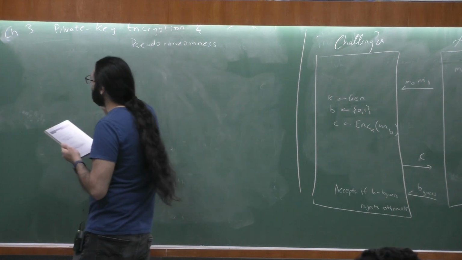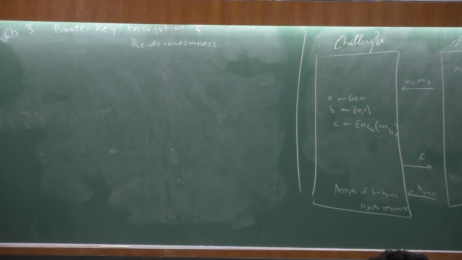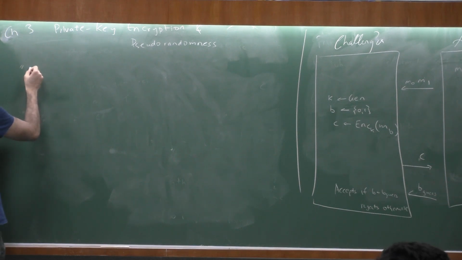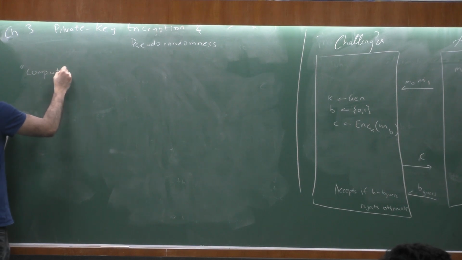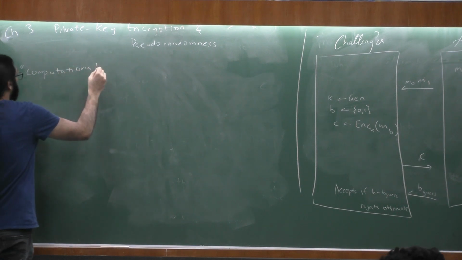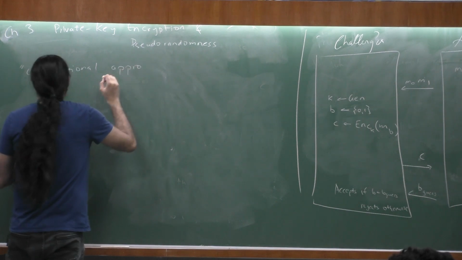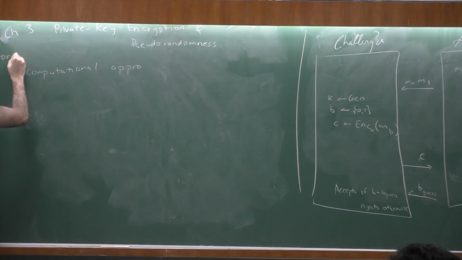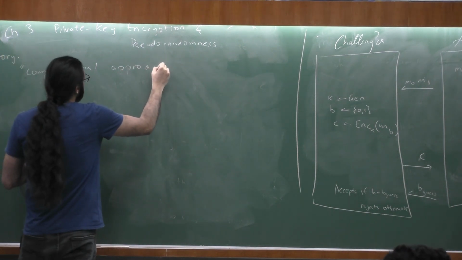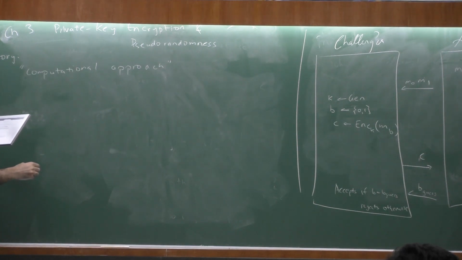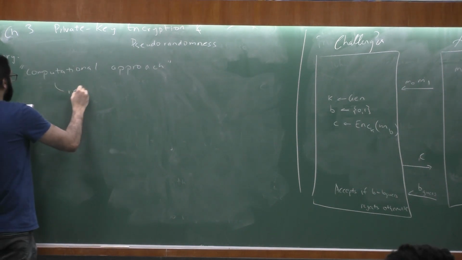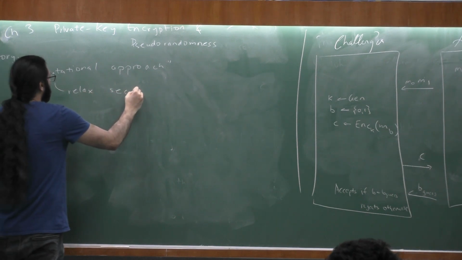I'm going to skip a lot of the topics, but we will cover them at some point later, because we'll look at minimal assumptions and then we'll need to revisit all of these things. But for the moment, we're going to relax this. We'll follow what is called the computational approach. This is again a story, so I'm just telling you at a high level. The computational approach is the following. We're going to relax the notion of security in the following ways.